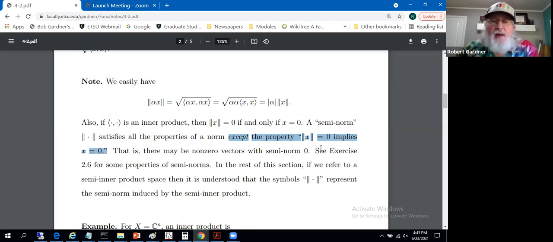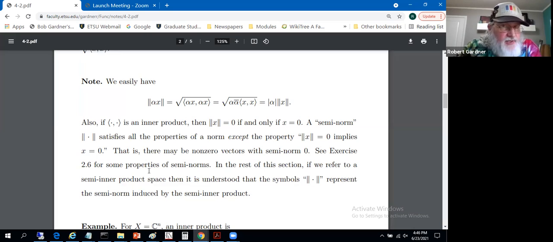So, one of the problems with this is I could have the semi-norm of x minus y equals 0, and yet x and y be different vectors. They must not be very different vectors, though. But that's what a semi-norm is. You have the scalar property, you have that it's non-negative real valued, and you have the triangle inequality. You just don't have this little property here. Exercise 2.6, back in chapter 2, gives some properties of semi-norms.